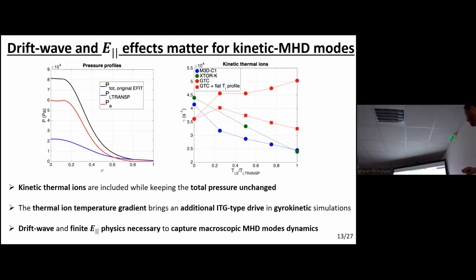So we have done a TI scan for the mode growth rate between M3D-C1, XRK, and GTC. We can see that in blue and red, the kinetic MHD codes agree with each other when we start increasing the ion temperature, meaning that we have a stabilization of the kinetic stability, whereas for GTC we don't. Actually, we have an increase here, which means that we have an additional drive.